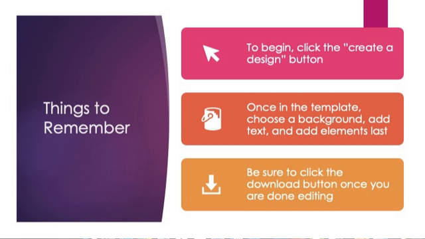So a few things to remember: once you've logged into Canva, you will click the Create a Design button to begin. Once you're in the template, you will first choose a background, then add the text, and add the elements you want last. And once you're done editing, be sure you click the Download button so that you can save it to your device and publish it anywhere.